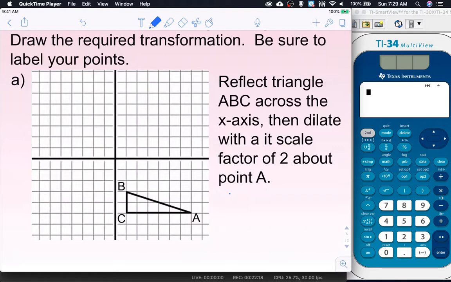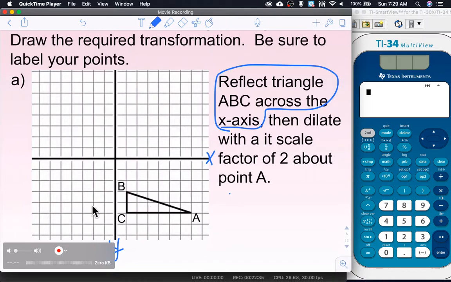Okay, second's done. So, first things first, we're going to reflect this across the x-axis. And make sure you know which one is the x-axis. X, Y. So you are not reflecting this way. No, no, no. We're reflecting this way.